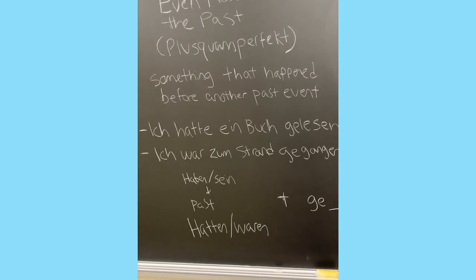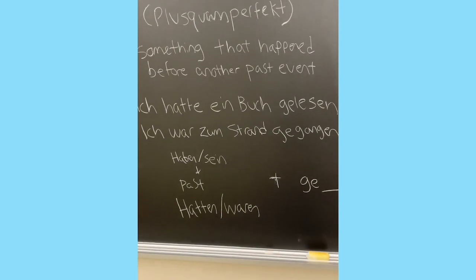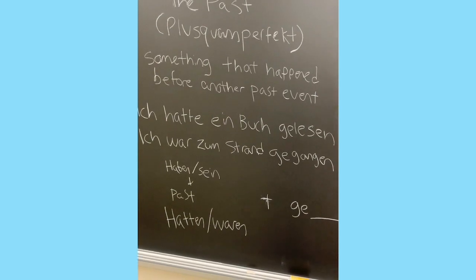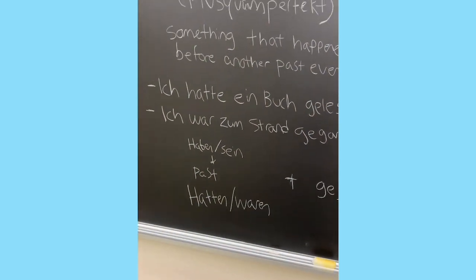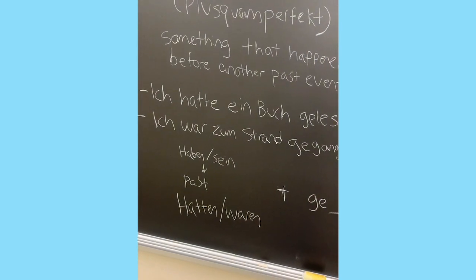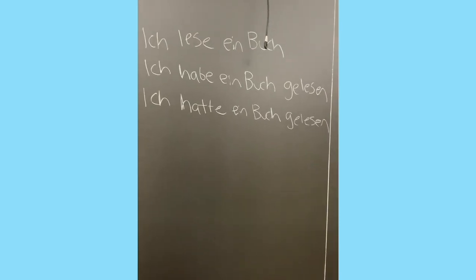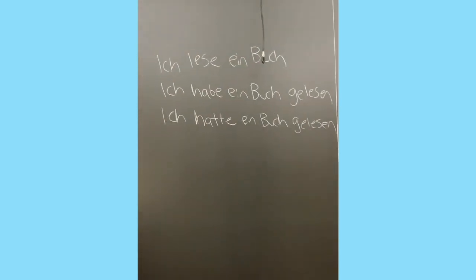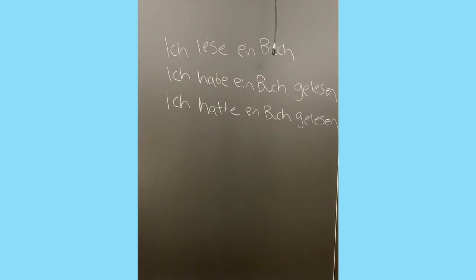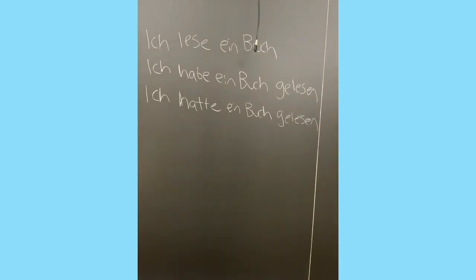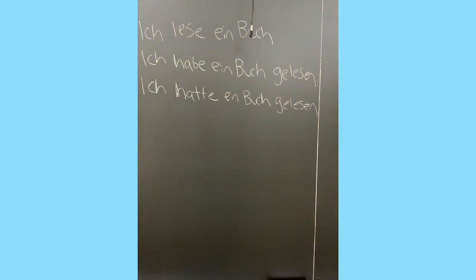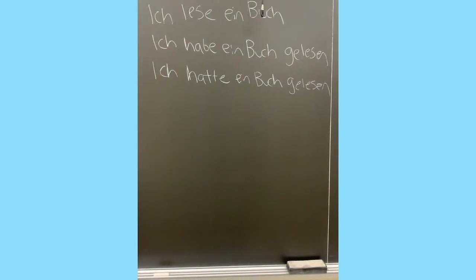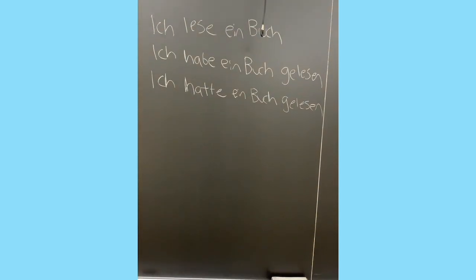So remember that Plusquamperfekt is something that happened before another past event, or it is the most past tense you can get. And we change haben and sein to their past tense, which is hatten und waren. To recap, we have the book sentence in each of the forms discussed. The first one is present tense, Präsens, ich lese ein Buch. Then past tense, Perfekt, is ich habe ein Buch gelesen. And then the more past tense, Plusquamperfekt, is ich hatte ein Buch gelesen.